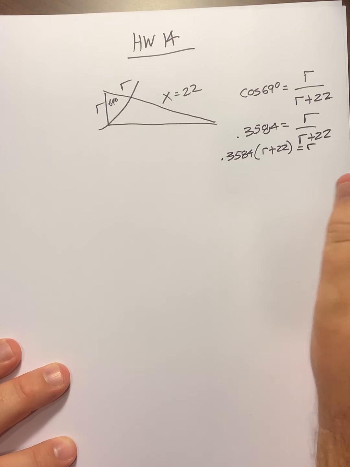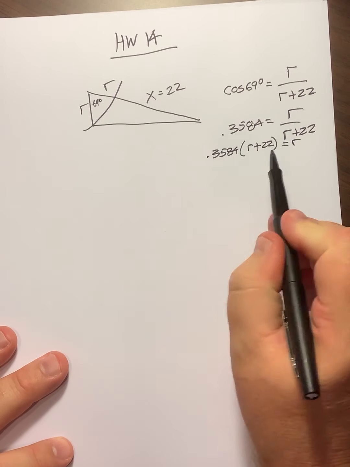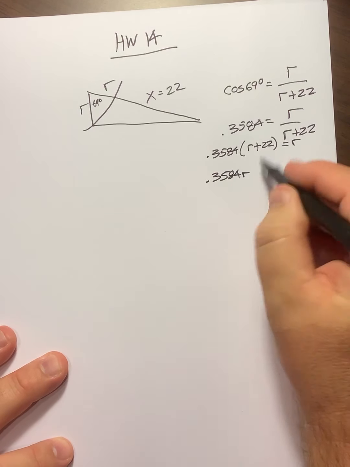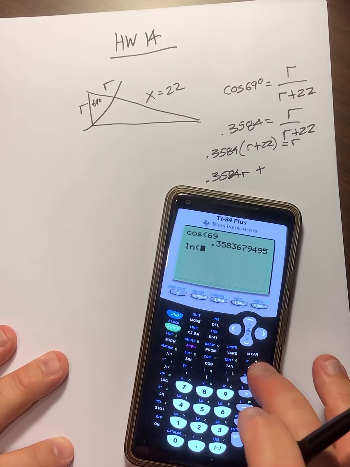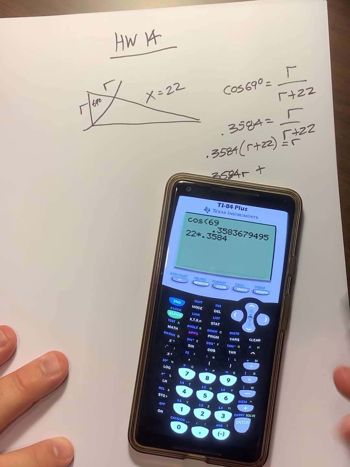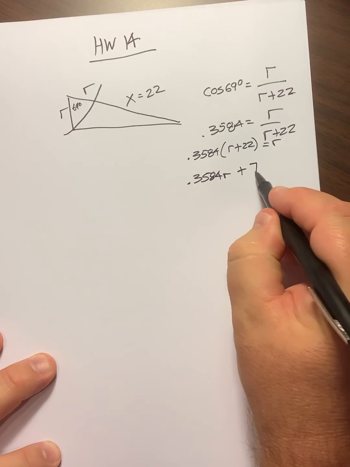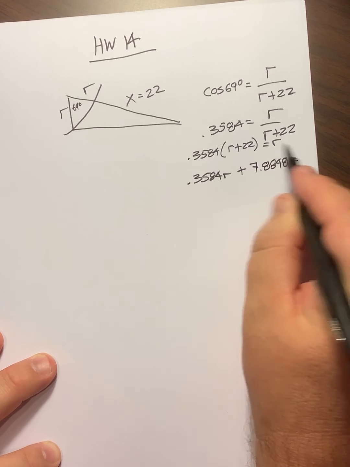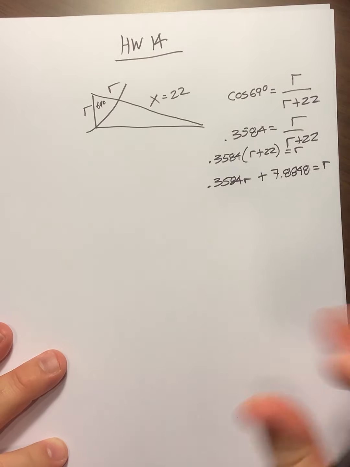Oh, I squished that up there. Sorry. Okay. Then I'm going to distribute this. So this becomes 0.3584r plus 22 times that. Well, what's 22 times that? 22 times 0.3584 is, and again, we'll keep the 4 decimal places, 7.8848 equals r.